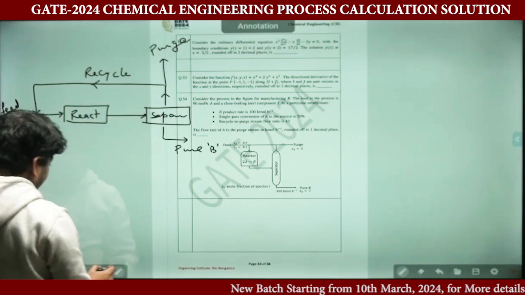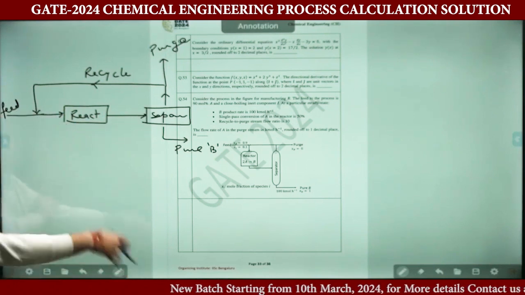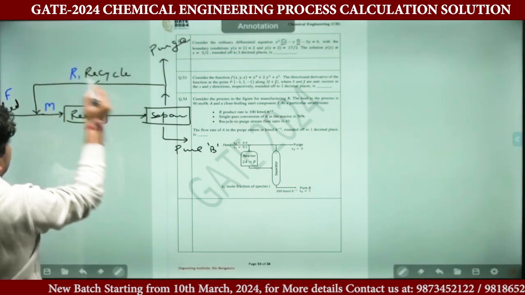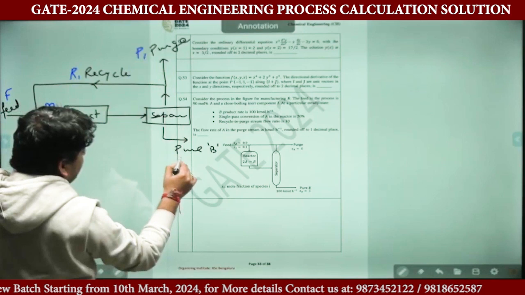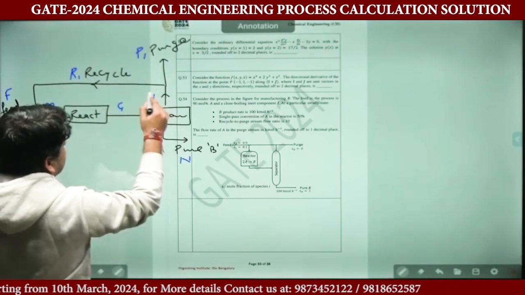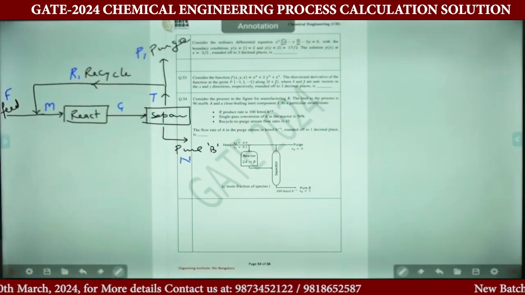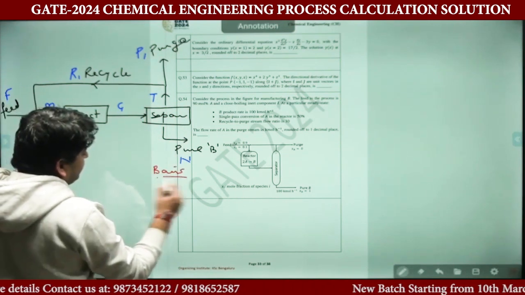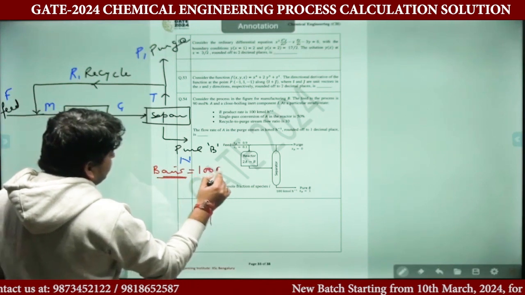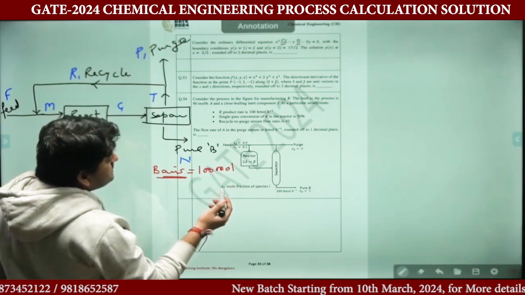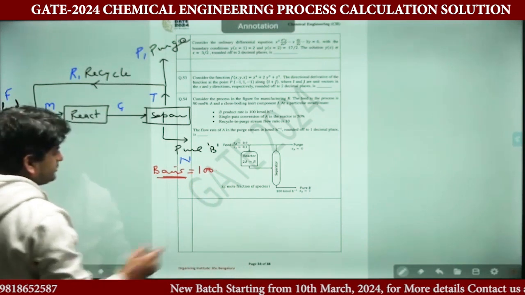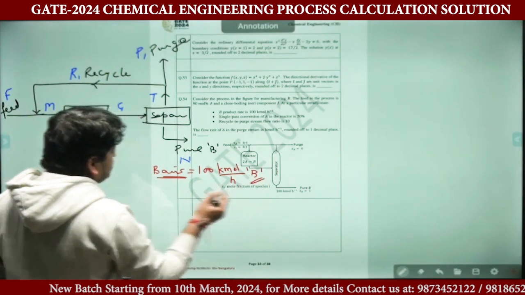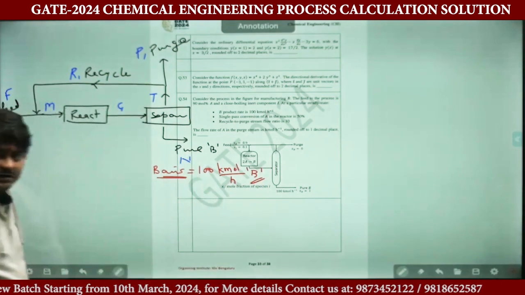As per our common notations, let's name the streams. This is fresh feed F, mixed feed M, recycle stream R, purge stream P, product stream N, reactor outlet G, and this is the total recycle stream T. And the basis will be the given 100 kilomole per hour of B produced. So N is equal to 100.